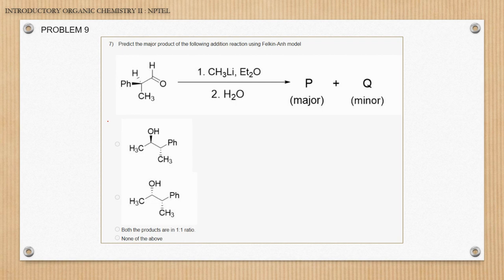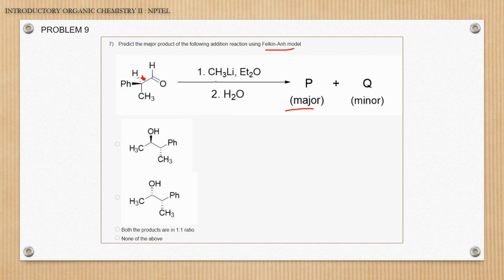So problem number 9. They are asking you to predict the major product of the following addition reaction using the Felkin-Anh model. If you have a chiral carbonyl compound with a chiral center at the alpha position of the carbonyl, then this model is operative, that is the Felkin-Anh model. You add the nucleophile at the carbonyl carbon, and the stereochemistry is dictated by the Felkin-Anh model. According to that model, you have to answer the major product, right?